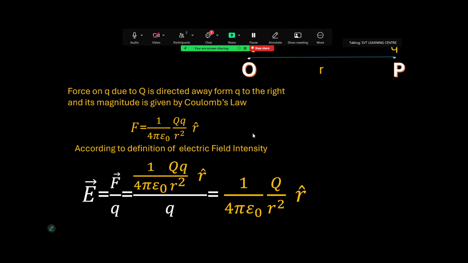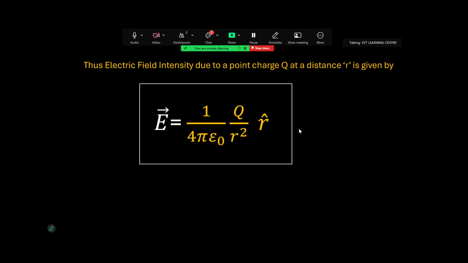Now going back to the definition of electrical field, we know that electrical field will be equal to F upon q. Putting the value of F over here, we get electrical field will be equal to 1 upon 4 pi epsilon naught Q upon r square. Again it will be in the direction of r. So this is the general expression for electrical field due to a point charge.